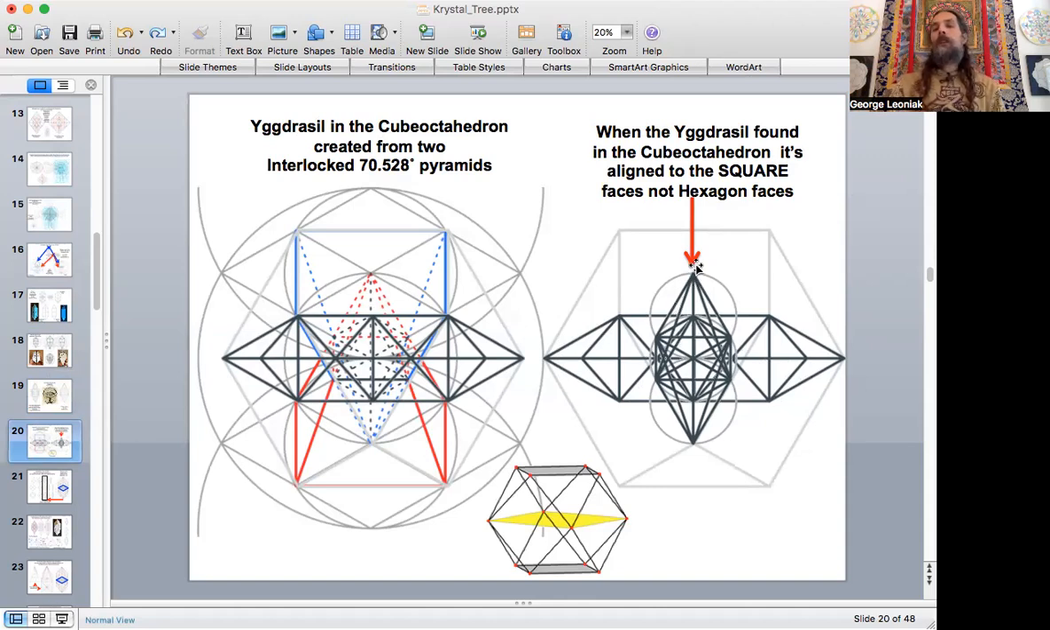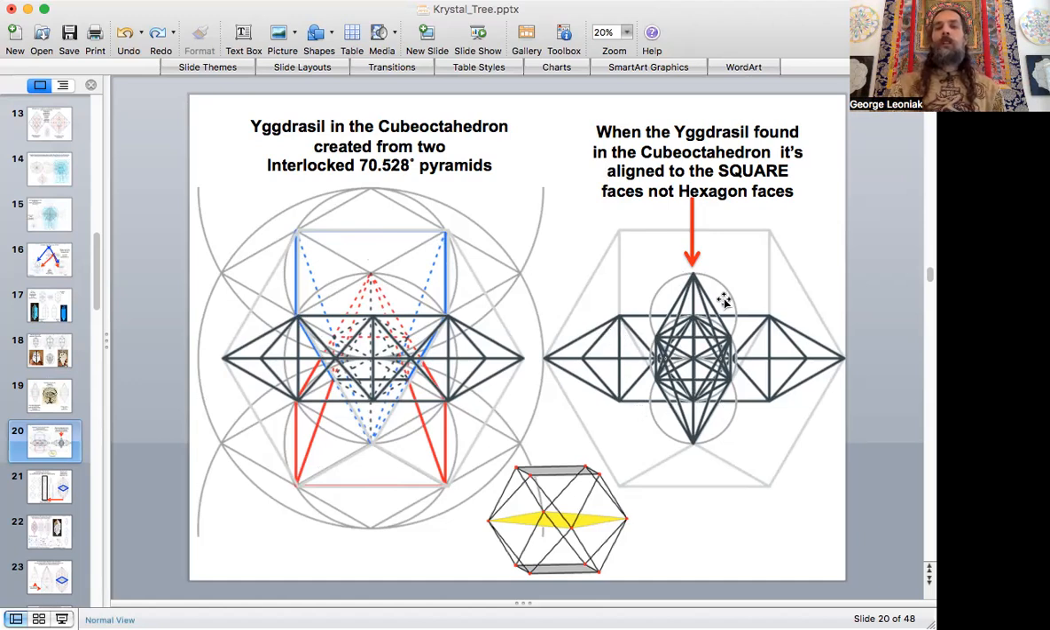The top point of this and the bottom point, they're both going to meet on the square plane, even though this looks like it's touching the triangle vertex. They're both going to meet on the square face above and below, because basically that's two large pyramids. Here would be the blue one and a red one, interpenetrating each other from the cuboctahedron. And as they go through the middle plane, from above and below, they create this pyramid of the Yggdrasil in the middle through the planes.